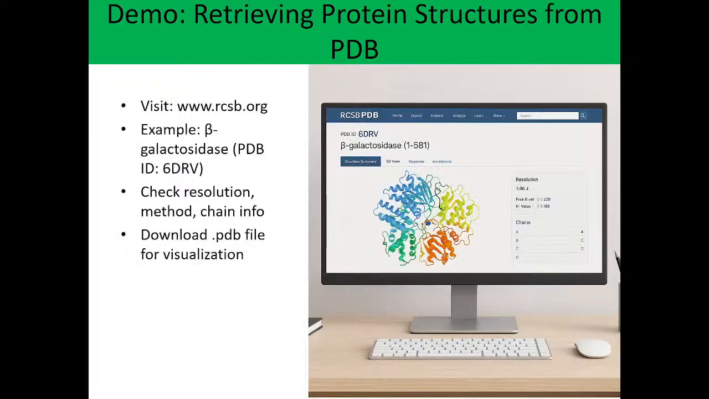Okay. Now, a demo of how to use PDB. That is, if you want to retrieve information that has to do with knowing the structure of that protein. So you go to rcsb.org, then you type in the name, which is beta galactosidase, with the PDB identity. And as you can see on the screen, beside the text, you will see the image of that.